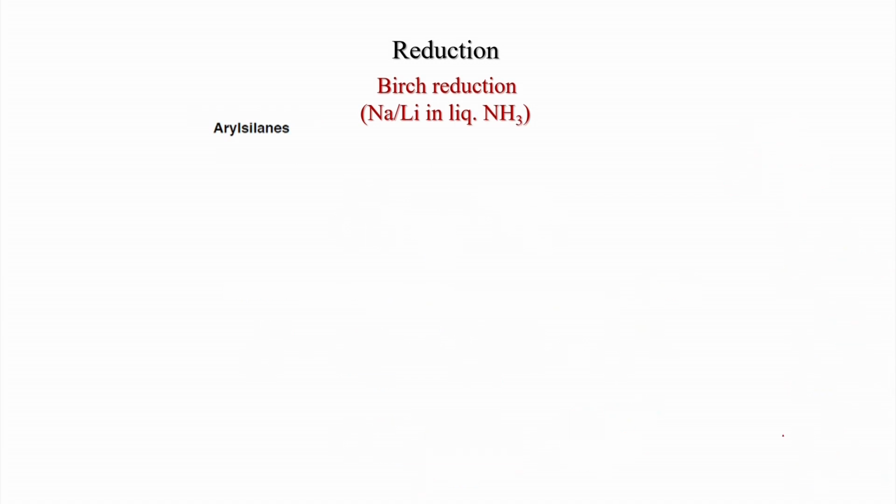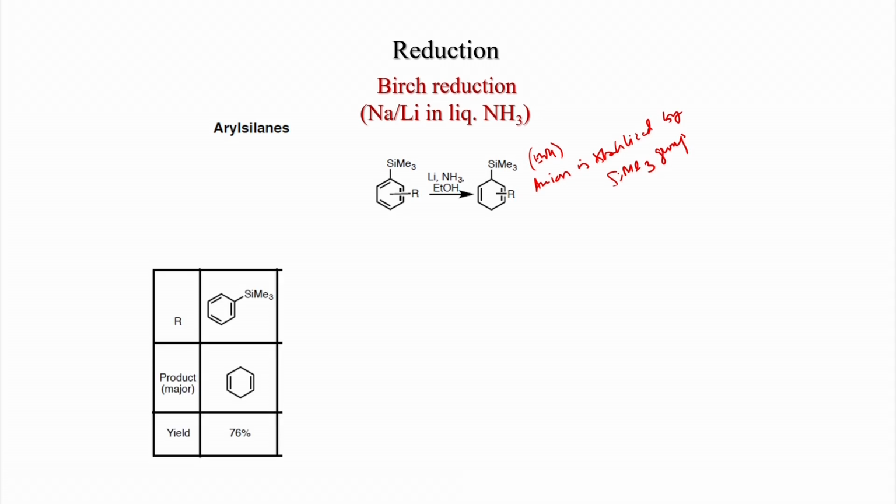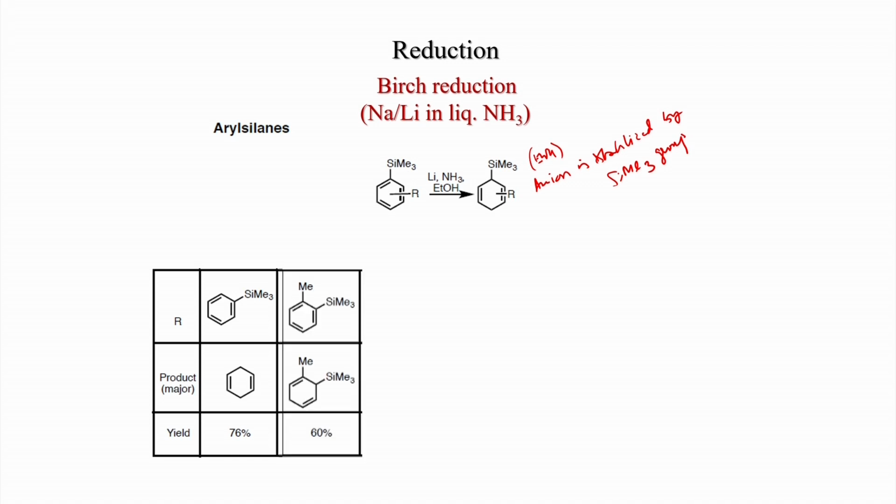Aryl silane, on reaction with lithium, liquid ammonia in ethanol, also gives this cyclohexadiene system, and this acts as an electron withdrawing group. So, the anion is stabilized by the SiMe3 group. This means that SiMe3 acts as an electron withdrawing group, and now if you treat phenyl trimethylsilane with lithium, liquid ammonia, ethanol, then you get a 76% yield of this cyclohexadiene.